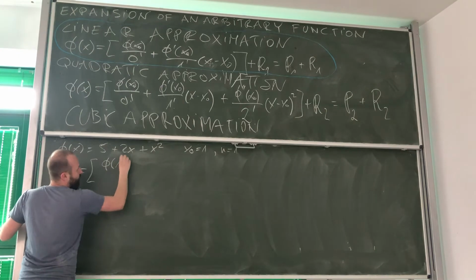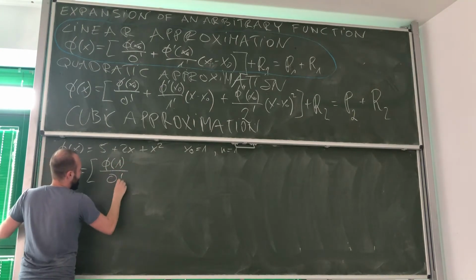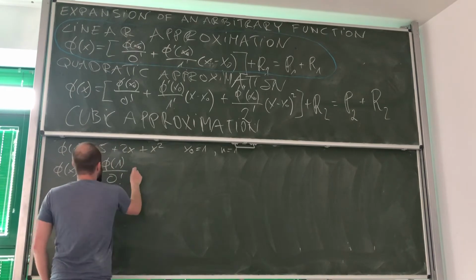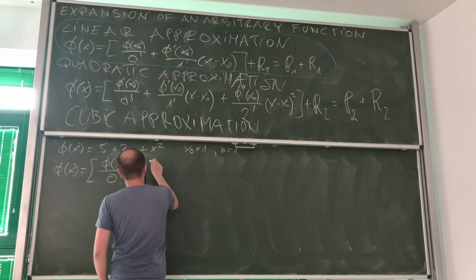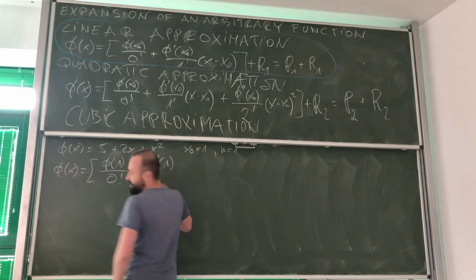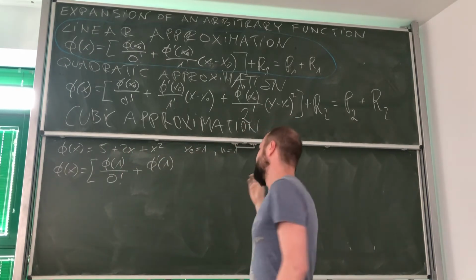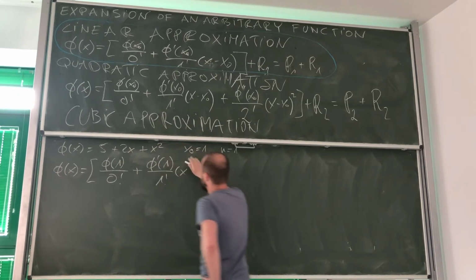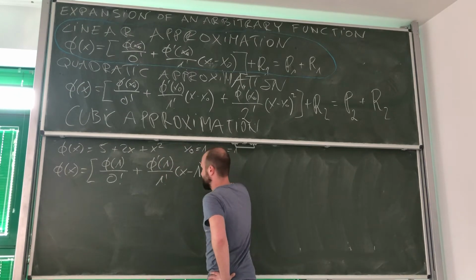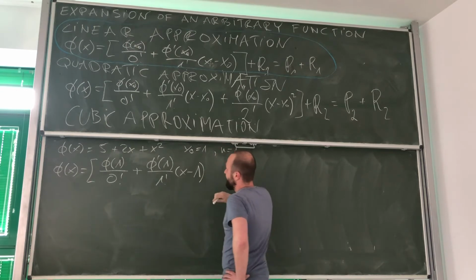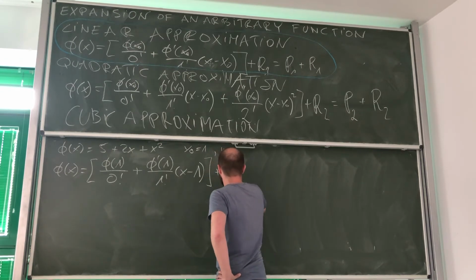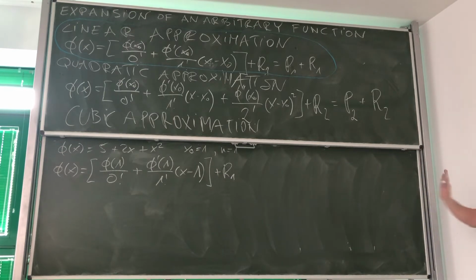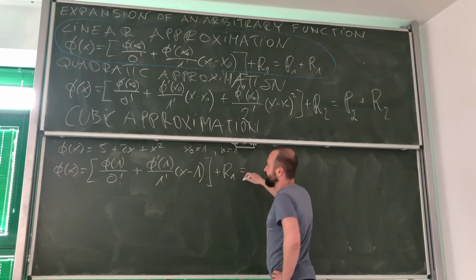phi of 1 over 0 factorial plus phi prime of 1 over 1 factorial times x minus 1, right? Plus remainder, right? This is it. This is linear approximation. Okay, so let's just substitute what we've got.